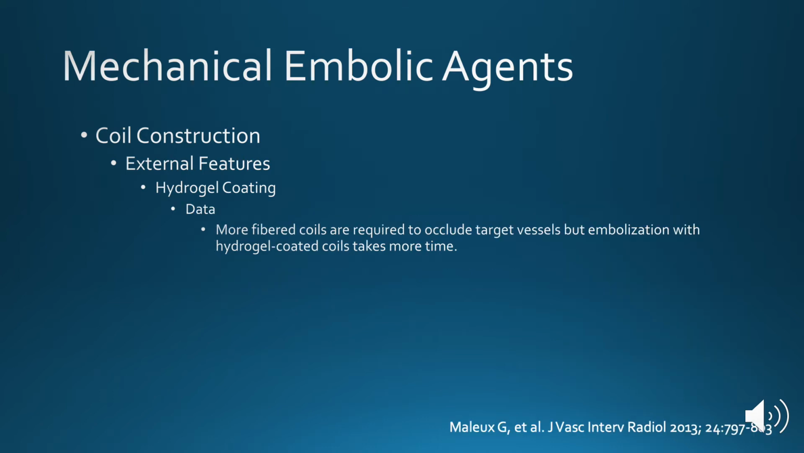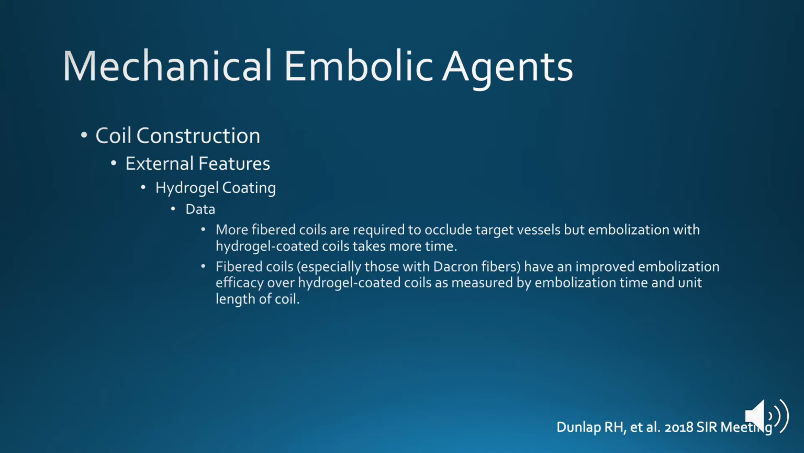When looking at this in different papers, it was shown early on that more fibred coils are required to occlude target vessels than hydrogel coils, but embolization with hydrogel-coated coils takes more time. Another study by Dunlop showed that fibred coils, especially those with Dacron fibers, have an improved embolization efficacy over hydrogel coils as measured by embolization time and unit length of coil.